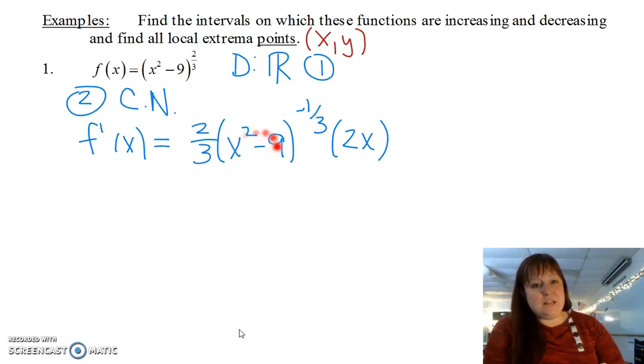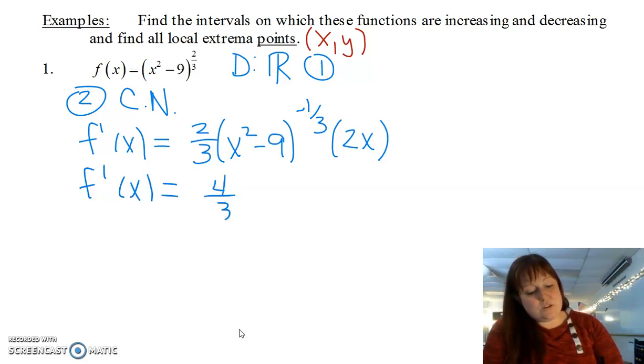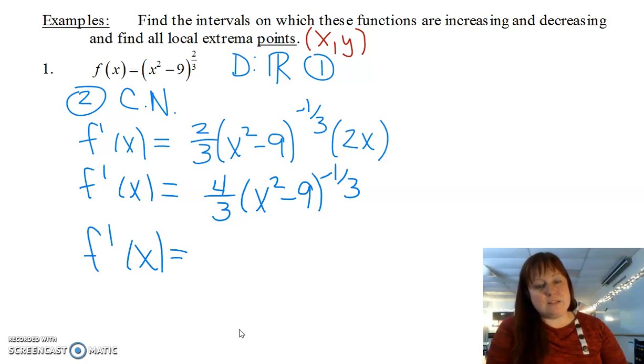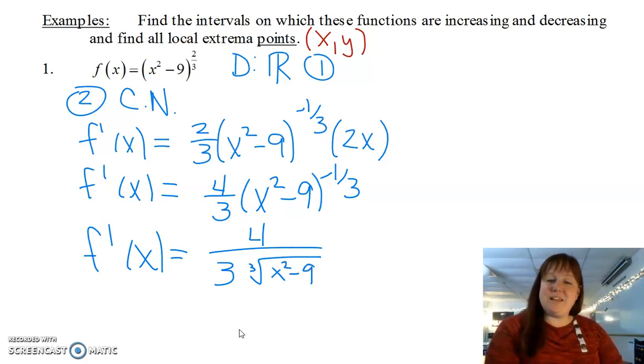of the outside with the inside still intact times the derivative of the inside. Okay, so that's a chain rule. So then we get that f prime of x equals 4/3 x (x squared minus 9) to the negative 1/3. And in this case, we can just rewrite it so that we can look and recognize where it's undefined. We're going to rewrite it as a fraction. Sometimes that makes sense, sometimes it doesn't. Sometimes you have to just try it and see if it makes sense. And if it doesn't help you, then no big deal. You just got some practice in writing it a different way, right?